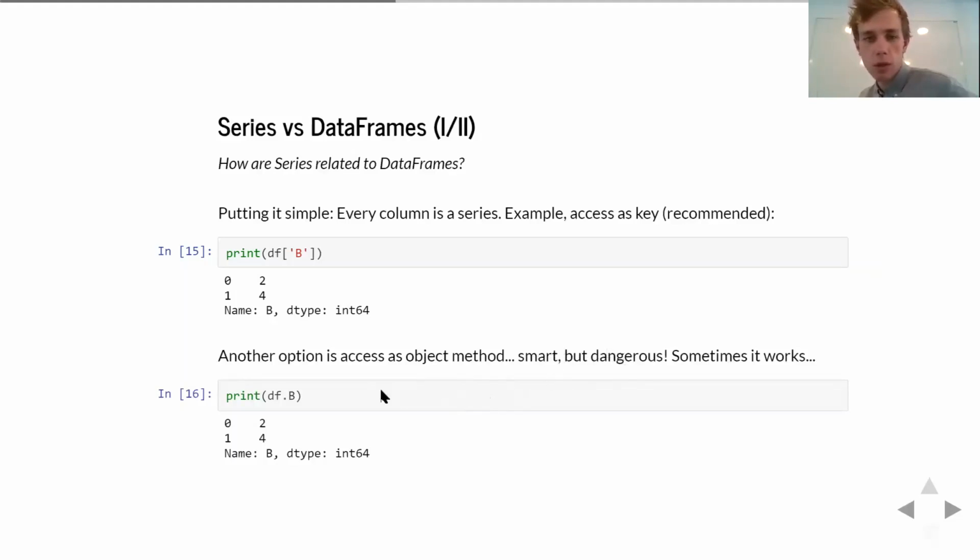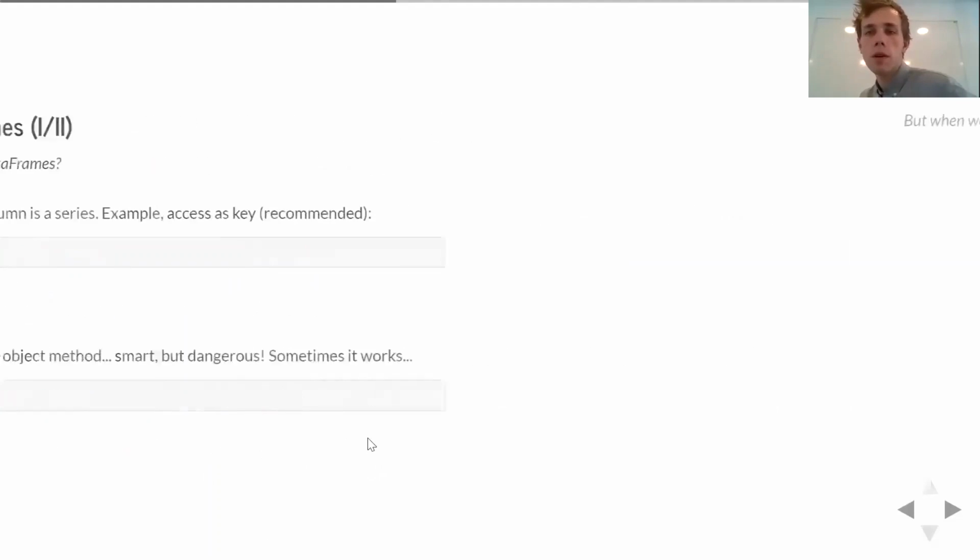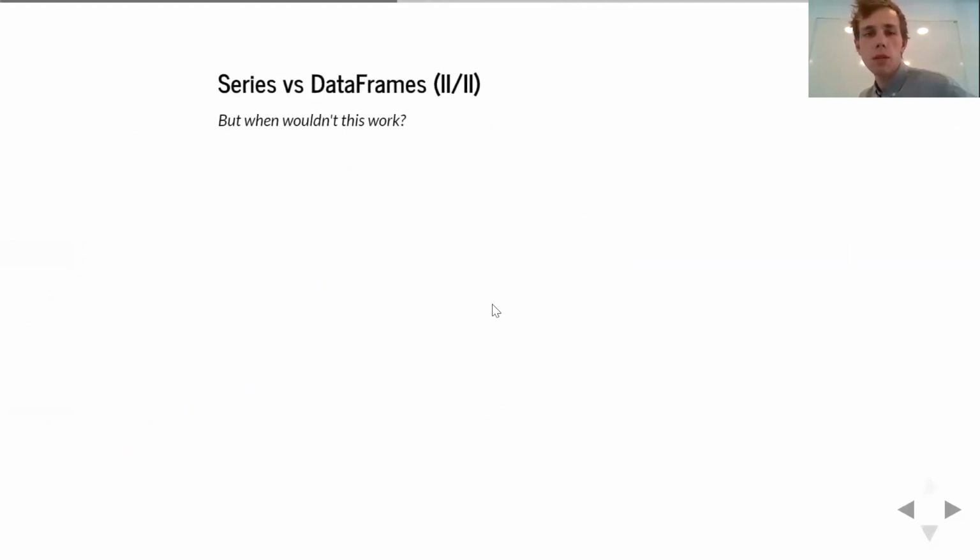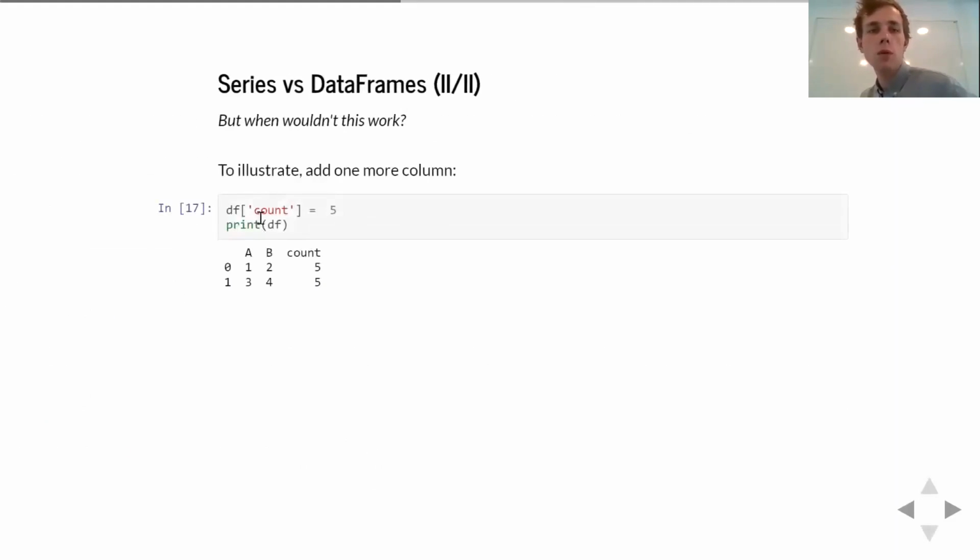But in this example, it works. So we want to print column B, so we just write df.b instead. We get the exact same output. But sometimes it doesn't work. So for instance, here we create a new column that we call count. Here we just specify that all the values in this count column should just be 5. And now my data frame looks the following way.